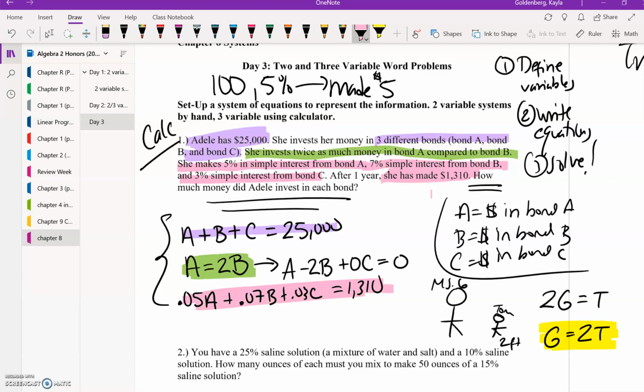Okay, so once again, what that represents is 0.05 times A tells you how much interest she has earned from bond A. And if she had put $100 in bond A, she would make $5, like my example at the top of the screen. And so what this is saying is you're adding all your interest. So that's interest earned for all 3 of those, and then you add it together and you get a total of 1,310. In the next video, I'm going to finish this problem.